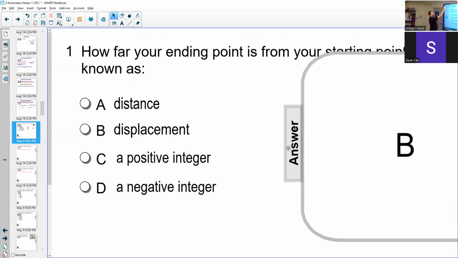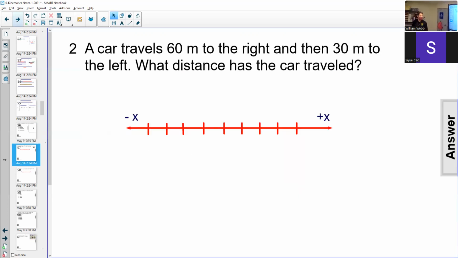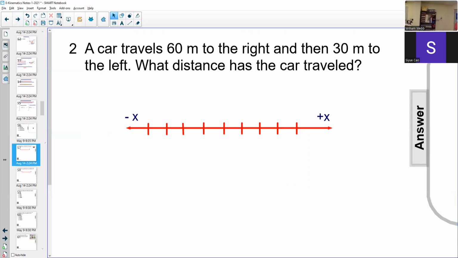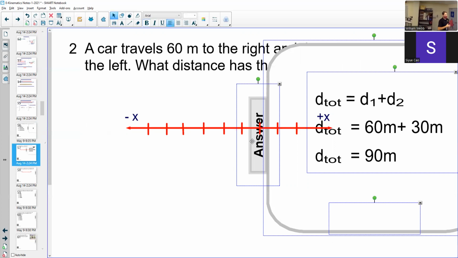All right, let's keep practicing. A car travels 60 meters to the right, then 30 meters to the left. What distance did the car travel? 90. Yeah, let's raise a hand so we get everybody a chance to think about it first. Okay, so do we agree with 90 meters? Yes. All right, so the distance traveled is actually 90 meters, right? We went 60, we went 30, total of 90.